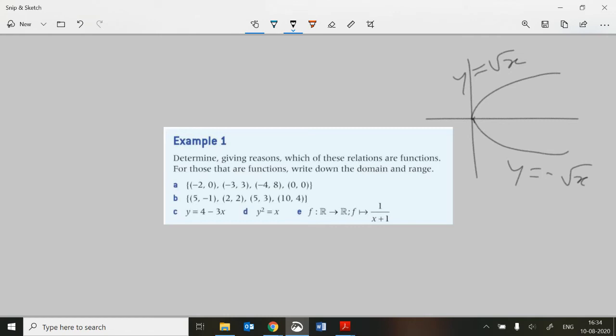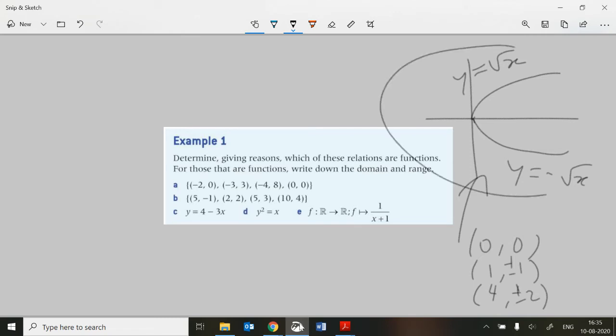So they are two separate functions, in fact, or one graph. You might be able to put some points on there, by the way: 0, 0, 1, 1, and plus or minus 1 there, and 4, plus or minus 2, and so on. So if you plot those points, you will get this graph out.